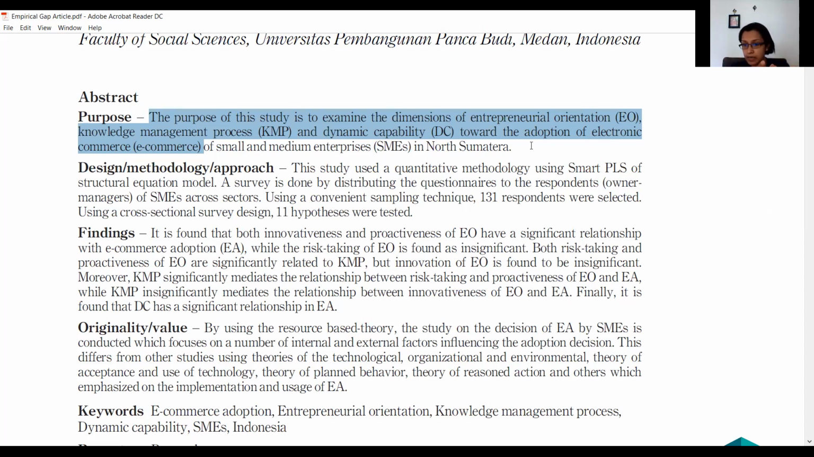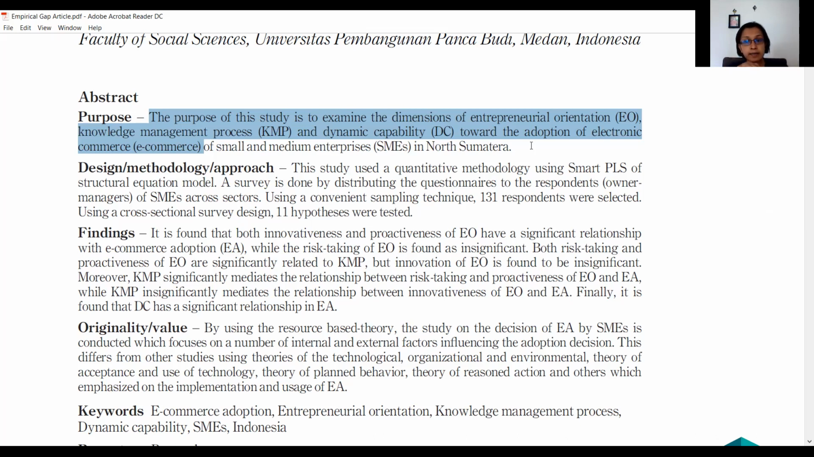But I never say that we have to address all these things in our study. We can see how knowledge management process can influence adoption of electronic commerce in SMEs. That is a researchable thing to do. Now this study is trying to examine how entrepreneurial orientation, knowledge management, and dynamic capability influence the adoption of electronic commerce of SMEs.